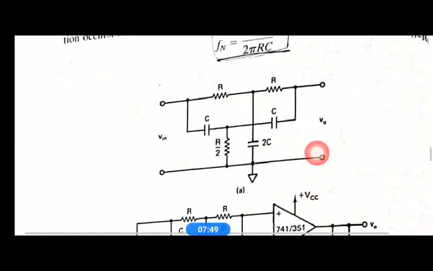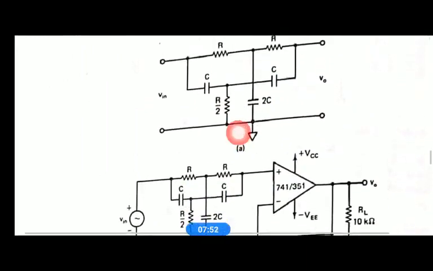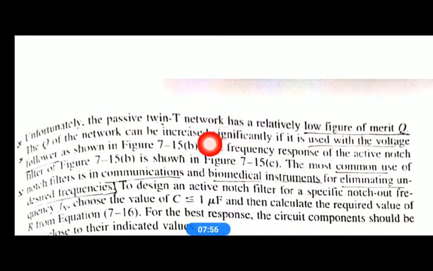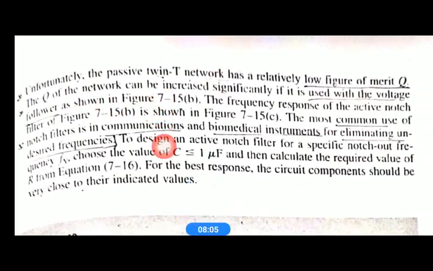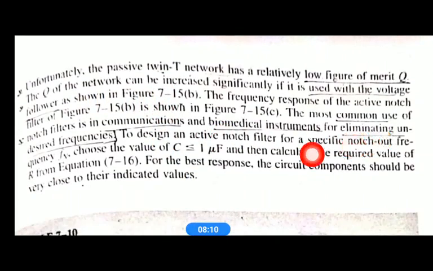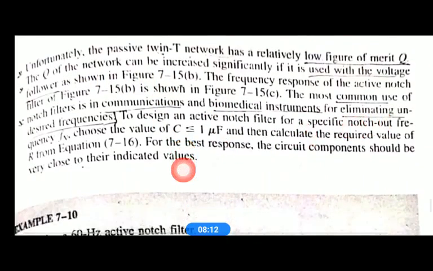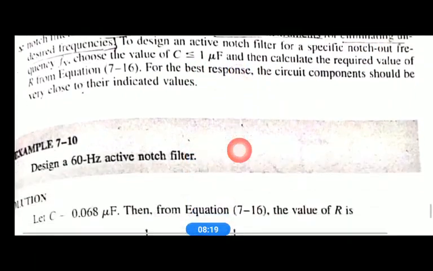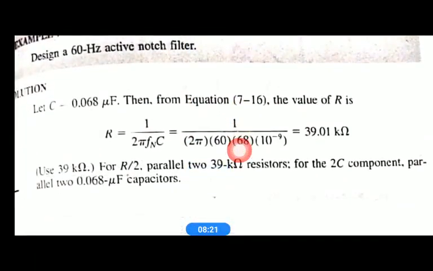and you can also use it without the voltage follower, but what happens when you use it without the voltage follower is that the figure of merit Q is relatively very low. So therefore to increase the Q we are using a voltage follower here, right? To design this notch filter we always select C less than or equal to 1 microfarad, and the same way we need to design here, right?